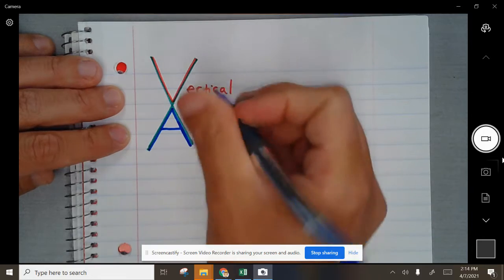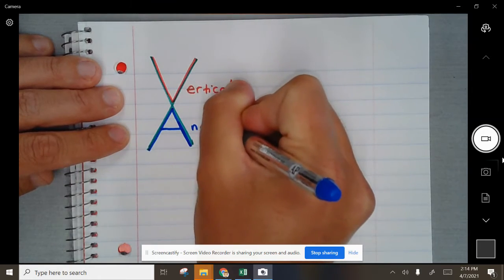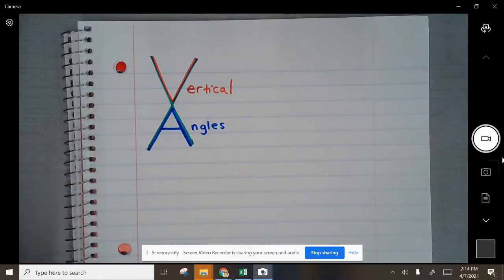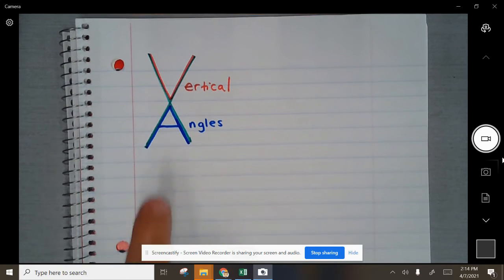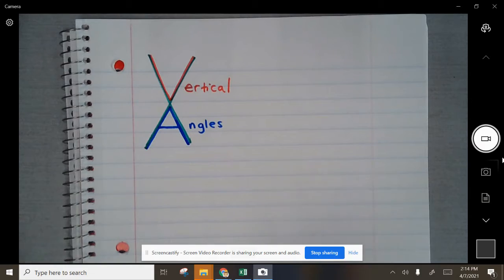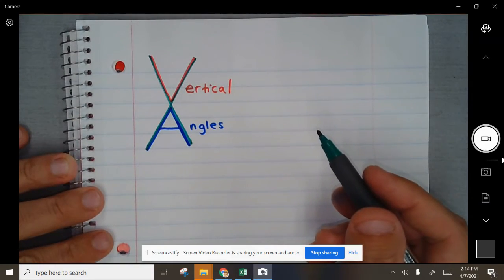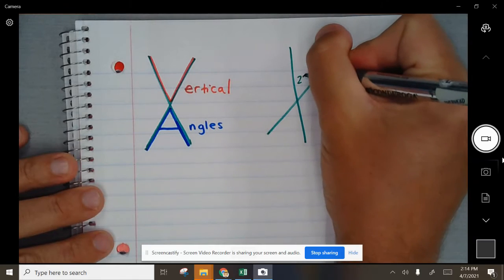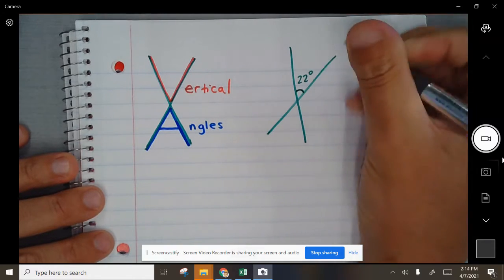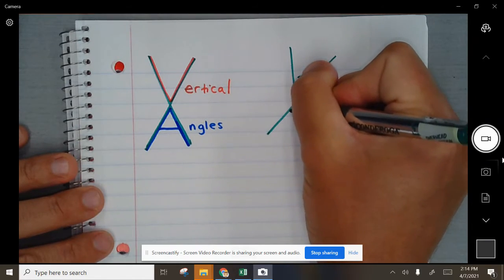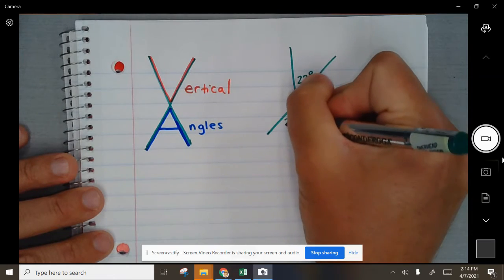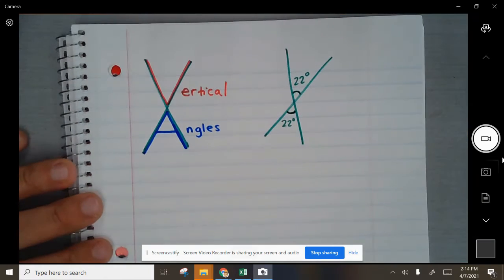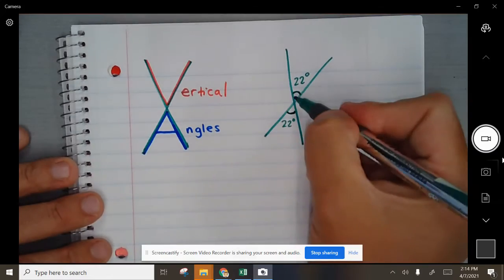Vertical angles look like this, where they're just basically a big X. And what you're going to have is that vertical angles equal each other. So if you have a vertical angle here, and this is 22 degrees right here, guess what? This is also going to be 22 degrees. They're always going to be the same measurement.